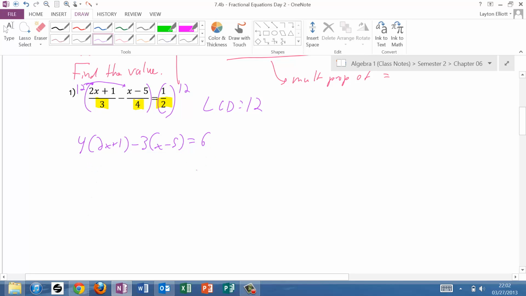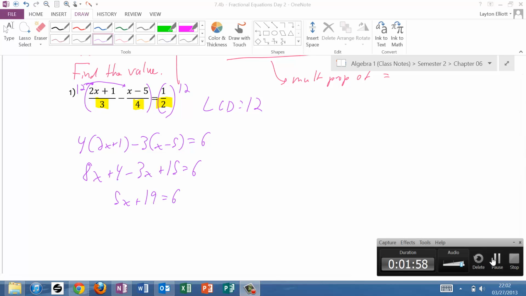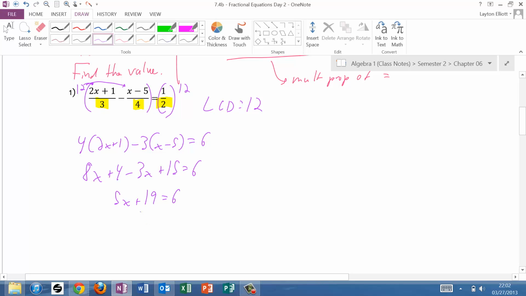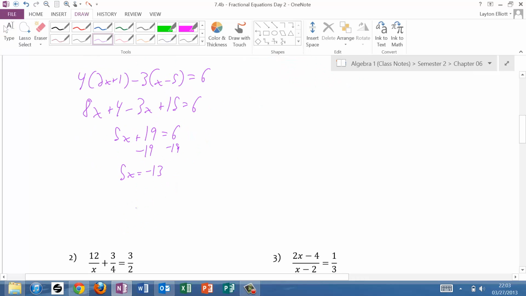So now we can just go back to equation solving, distribute. I have 8x plus 4 minus 3x plus 15 is equal to 6. Simplify the left: 5x plus 19 is equal to 6. Subtract 19 from both sides. You get 5x is equal to negative 13, and x is equal to negative 13/5, which we're going to promote to set notation.